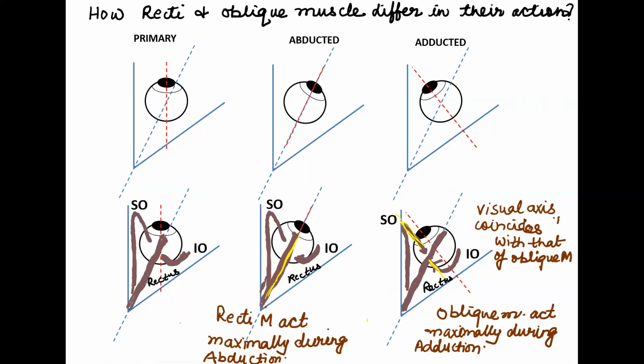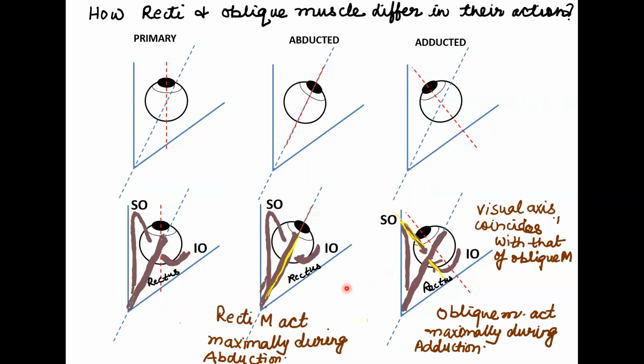So this will be the difference in the action of the oblique and the recti muscle. That is, the recti will act maximally during the abduction or laterally rotated position. That means that they will do elevation and depression in the laterally rotated eye, while the oblique muscles will do depression and elevation during the medially rotated and adducted eye. So we should always remember that when the axis of a muscle corresponds to the visual axis, it will act maximally.